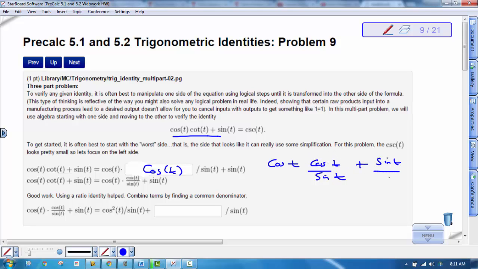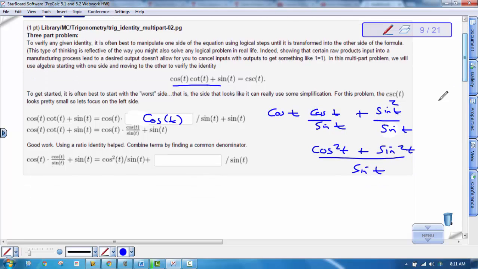And then we'd get a common denominator. It says using a ratio, combine the terms, the common denominator. So I'll make this sine squared over sine. And we can combine these. Then we have cosine squared plus sine squared in the numerator over sine. This is just 1 in the top here, so I think that's what they're looking for.